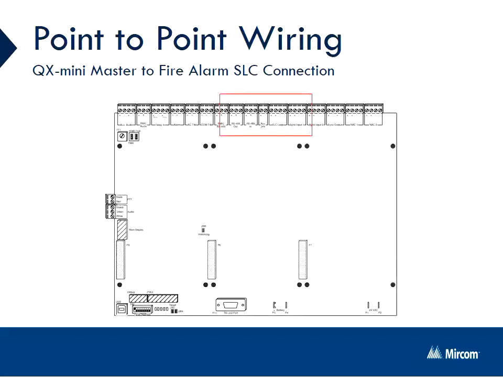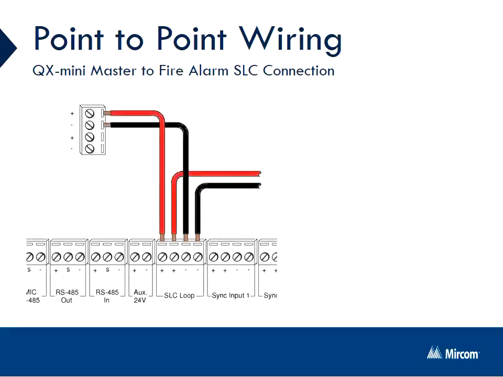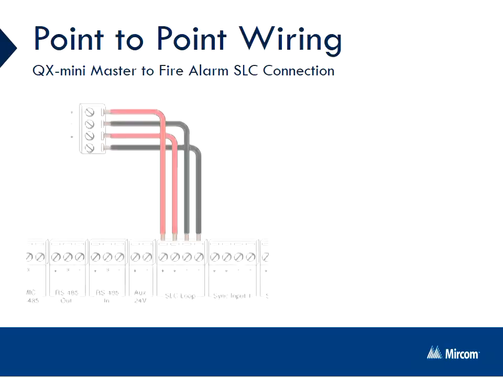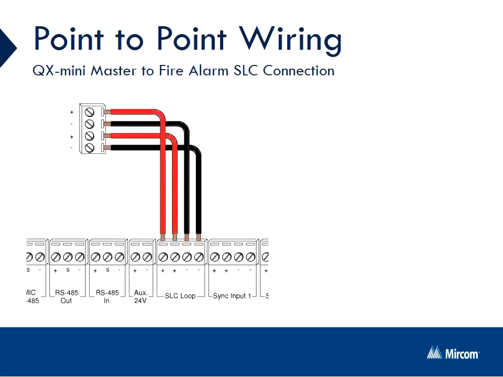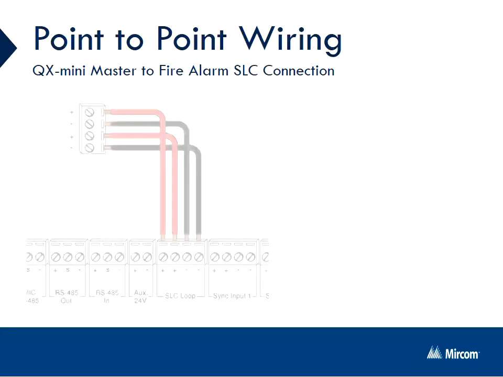The SLC or signal line loop connection is a simple in and out wiring. The positive lead of the SLC loop is wired to the leftmost positive terminal of the QX Mini SLC loop connection. The negative lead of the SLC loop is wired to the leftmost negative terminal of the QX Mini SLC loop connection. If there happens to be more devices on the addressable loop, you can wire the SLC loop out of the QX Mini master panel from the rightmost positive and negative terminal. You will also use the rightmost terminals if you were returning the SLC loop back to the Americom fire alarm panel in a Class A scenario.